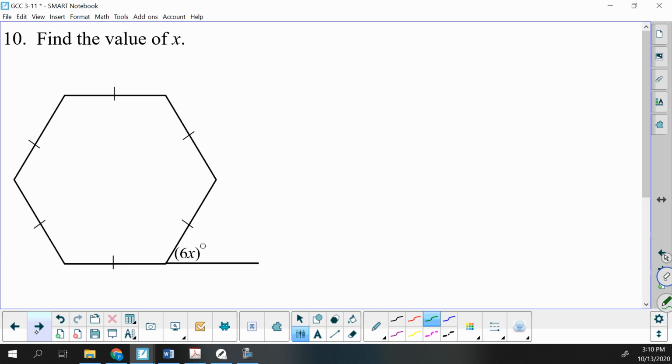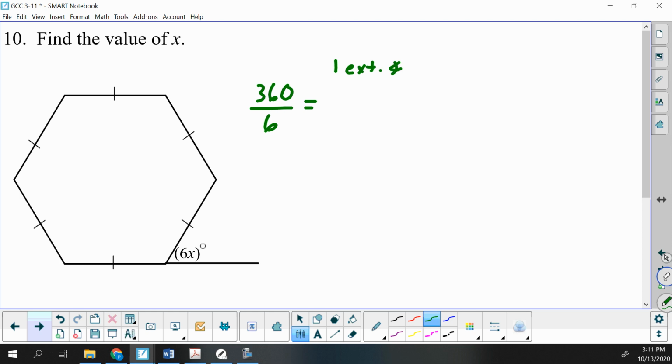Moving down to the bottom on 66, they don't tell us it's a regular polygon, but notice we have all the markings on the sides. All those markings are showing us the sides are the same. Well, this is a hexagon. There's 6 congruent sides. So we're working with an exterior angle there. So we can do 360 divided by our number of sides, 6. And this is going to tell us what one exterior angle is.